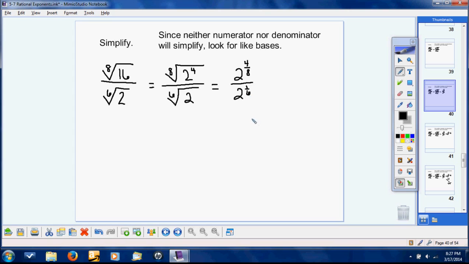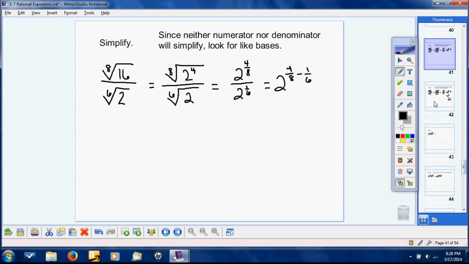Now what you should remember is that whenever you have like bases and you have exponents, you can actually subtract the exponents. When you subtract the exponents, you're going to simplify. Now the 4/8 is bigger than 1/6, or 1/2 is bigger than 1/6. So the actual base, which is 2, will end up being in the numerator. The denominator will turn into a 1, which means it disappears. So here's our 2 to the 4/8 minus 1/6 power.